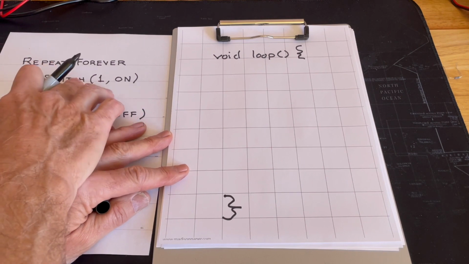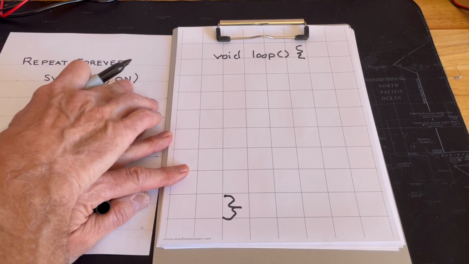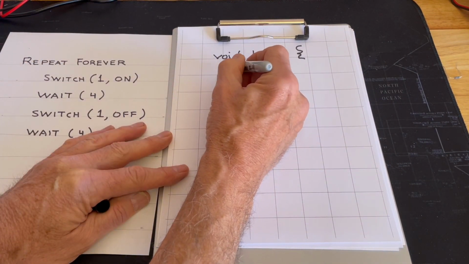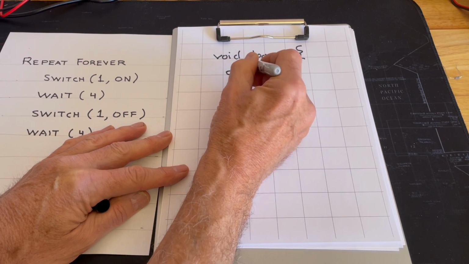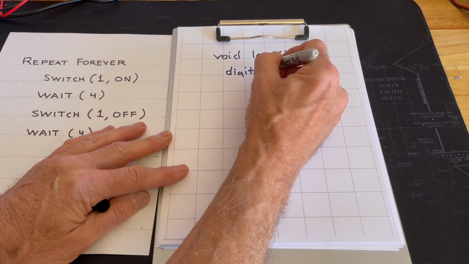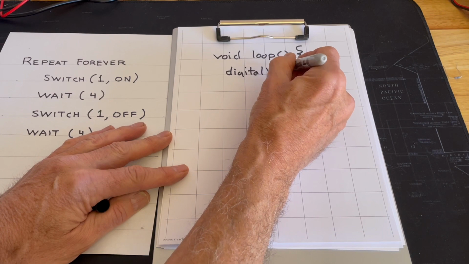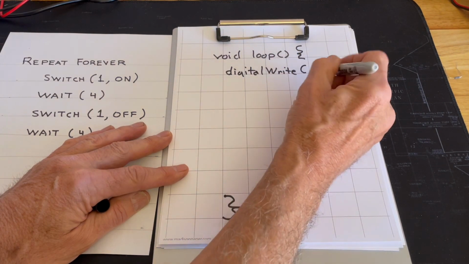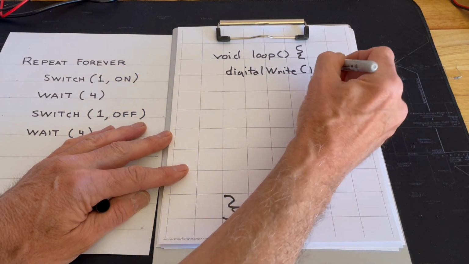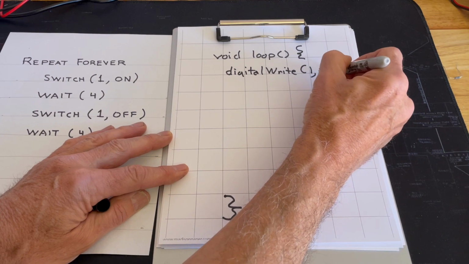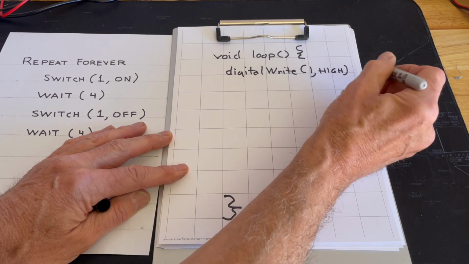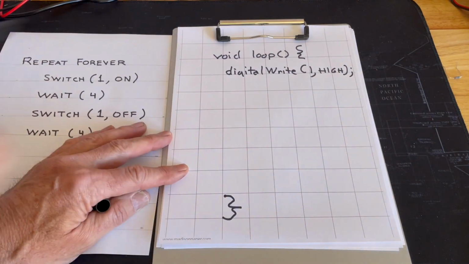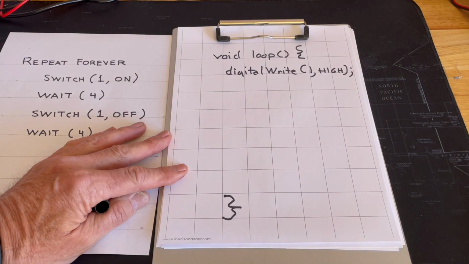Switch, so turning an LED number 1 on in computer code would be digital, right, then the number of the LED, in this case 1, and high. We're going to send some voltage that way, and I'm running out of room. There's a semicolon at the end of the instruction.